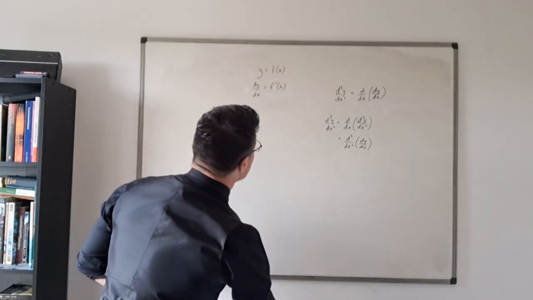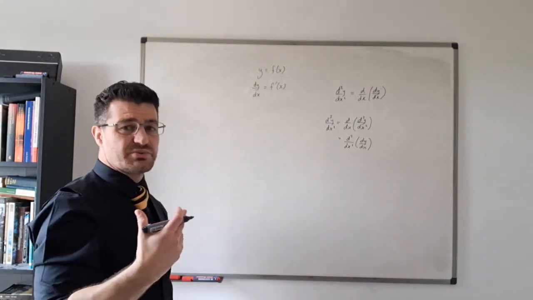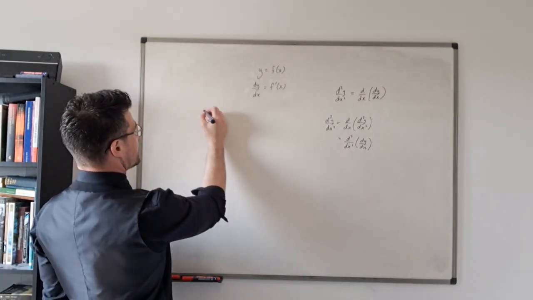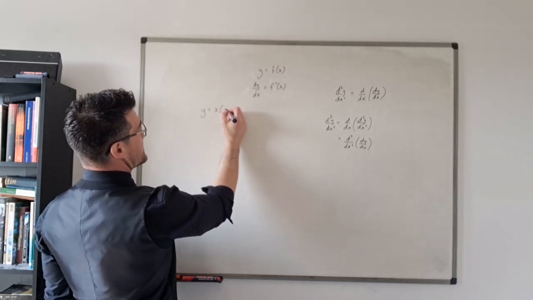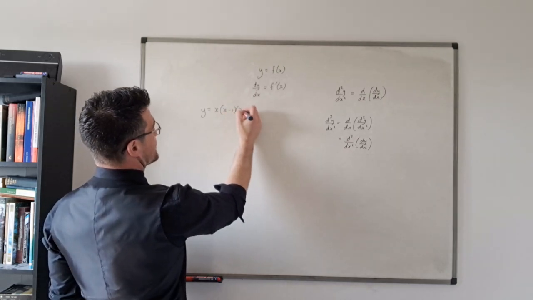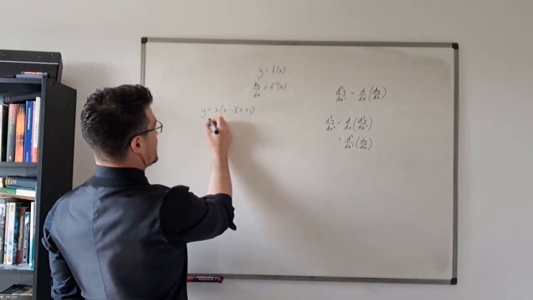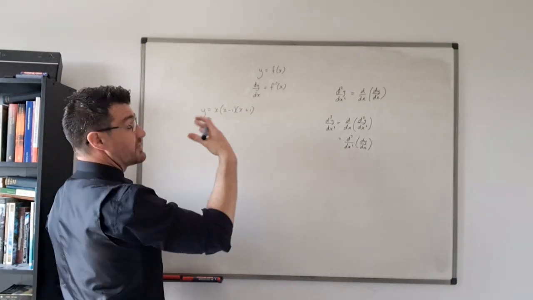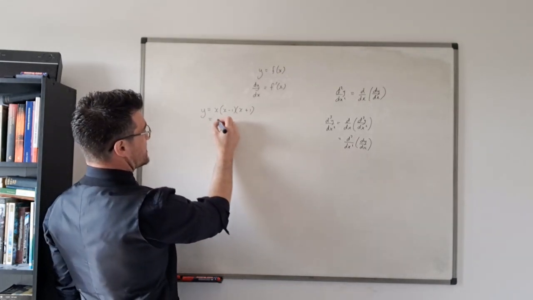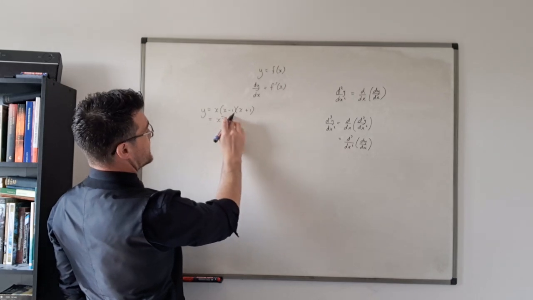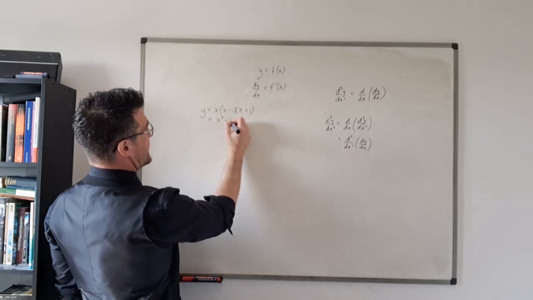So let's just stick with y equals f of x, dy by dx equals f prime of x, and maybe let's think about a particular function. So let's take something like y equals x times x minus 1 times x plus 1. Okay, so it's a nice cubic. And if I were to expand this out, because I'm going to be differentiating this soon, it's going to be easier for me to differentiate when it's expanded out. So it's going to be x cubed, minus, this is going to be x squared minus 1, so it's going to be x cubed minus x.